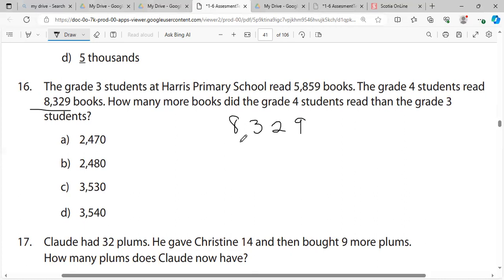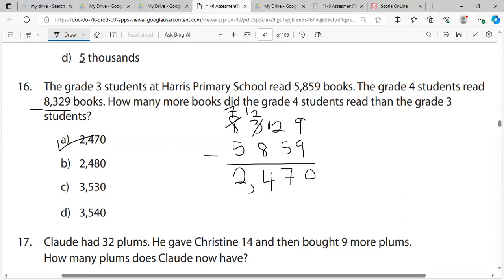Alright, so we have 8,329 minus 5,849. Both of them end in 9, so we subtract 9 from 9, which leaves 0. 5 from 2 you can't, so you borrow 1. So this leaves 2 now, and you borrow 10. So 10 and 2 becomes 12. 5 from 12 leaves 7. 8 from 2 you can't, so you borrow again. And then you have 8 from 12, which leaves 4. 5 from 7 leaves 2, so it's 2,480. That's the answer. Alright, so let's move on to 17.